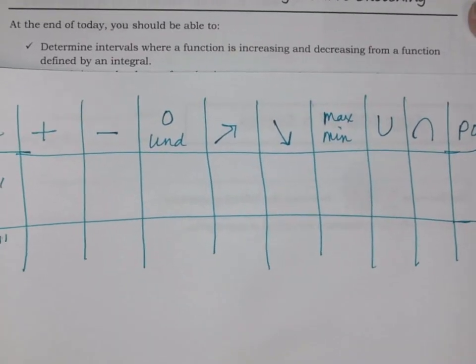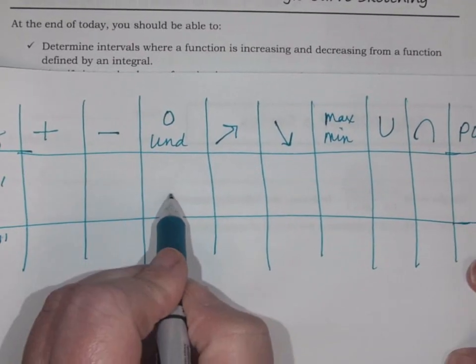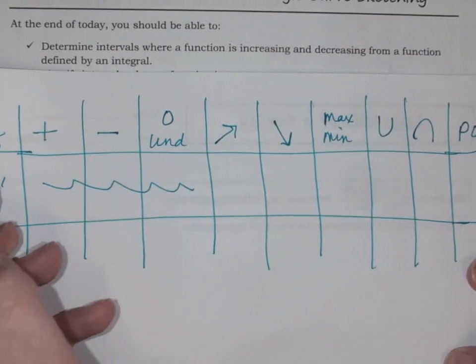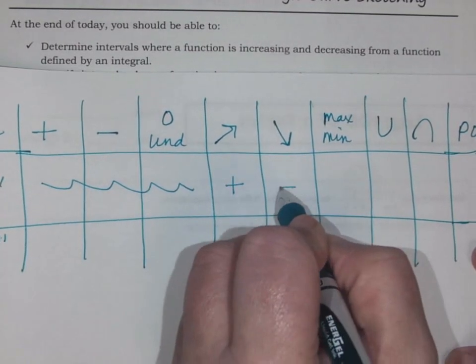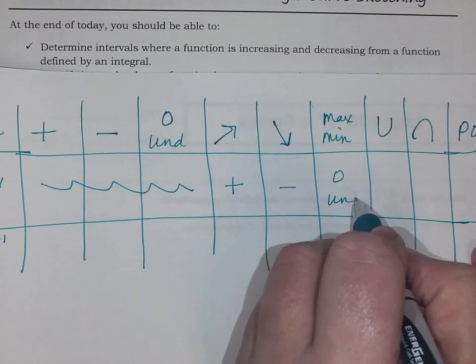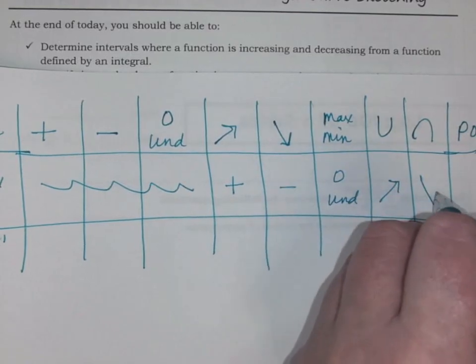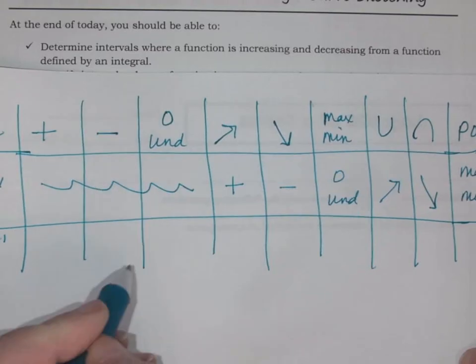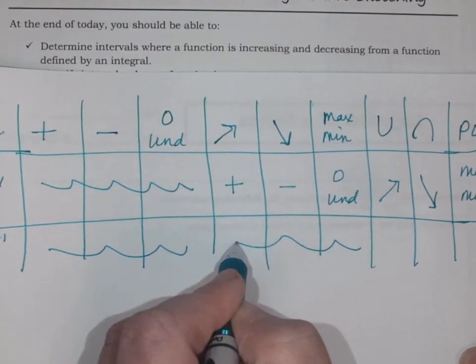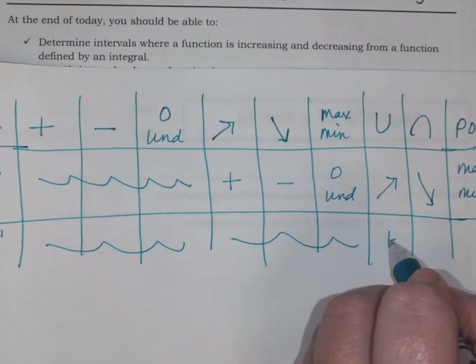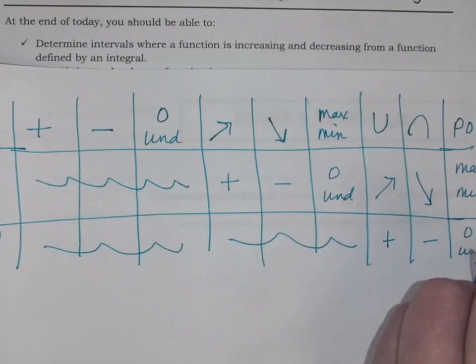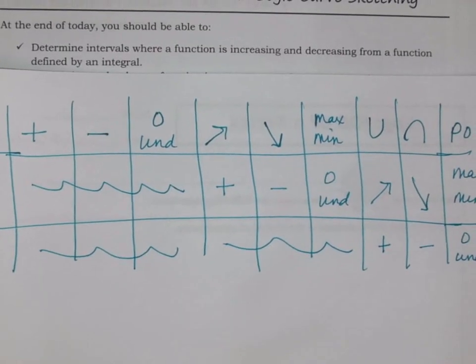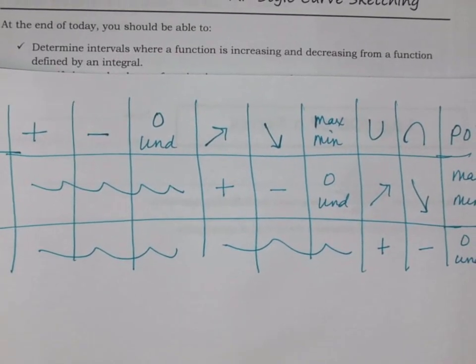I don't know if I can get that all in. Then we skip 3 boxes and we start again. So positive, negative, 0, undefined, increasing, decreasing, max, min. Then we skip 3 and another 3, and we start again. Positive, negative, 0, undefined. So that is our fun chart that we're going to use to help us answer these questions.